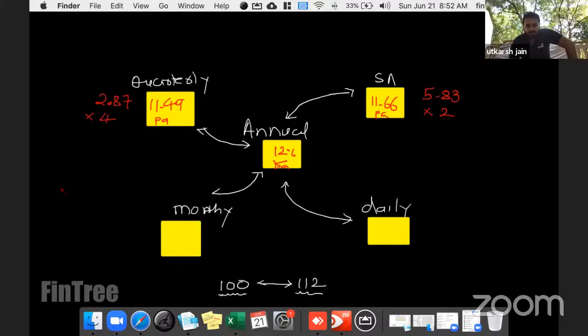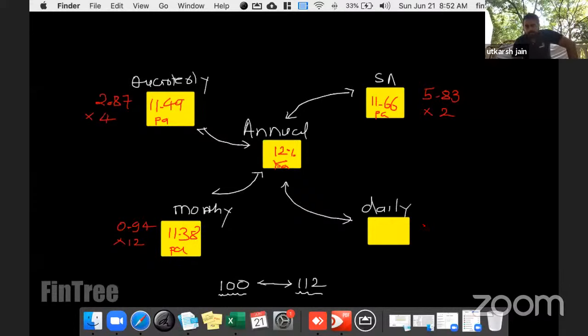Now keep N as 12. Compute I/Y. Keep 12. Compute I/Y. What do you get? 0.94. Multiply this with 12. Tell me what you get. 11.39 or 38, depending on how you round it off. That's okay. And this is also per annum, by the way.